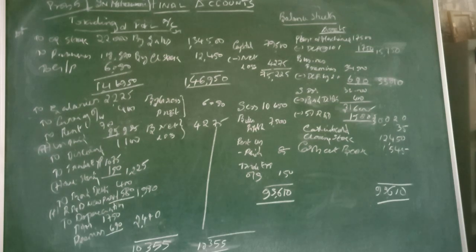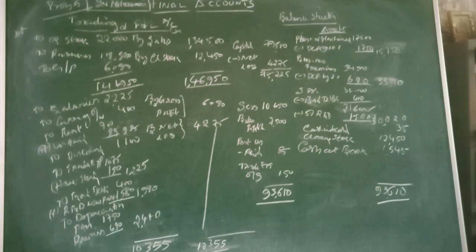Adjustments. Rent unpaid, so it's outstanding. Mind it carefully: for all the adjustments you should give two effects. One effect should be given in trading and P&L, another one on the liability or asset side of the balance sheet. Here rent unpaid, so it's outstanding. You add that 85 rupees to the rent account along with the rent, debit side of P&L. Another one is the same outstanding of 85 rupees in the liability side of the balance sheet.